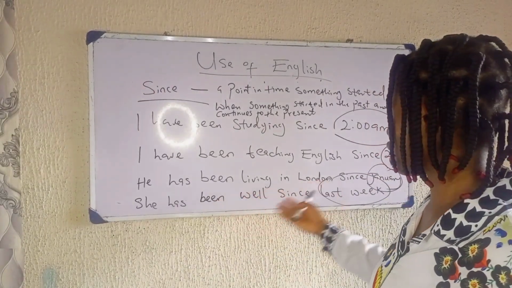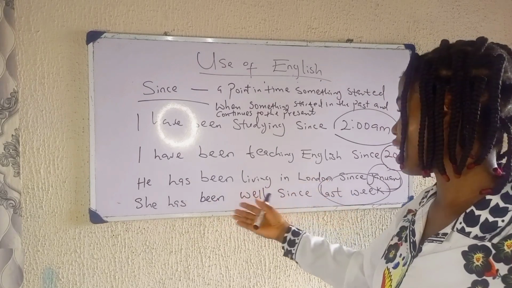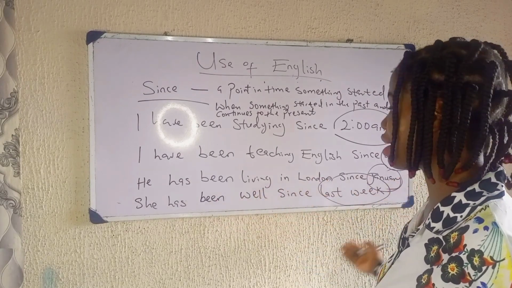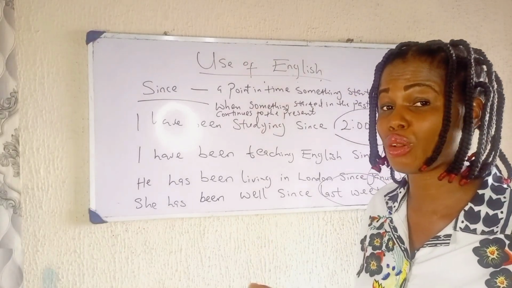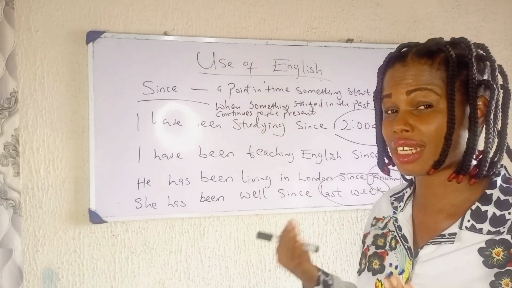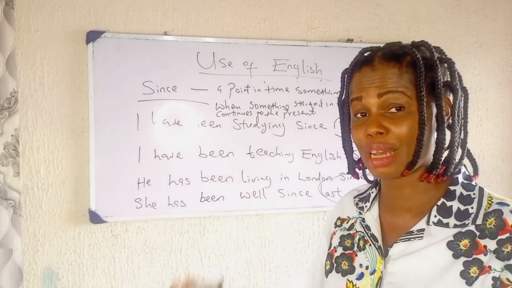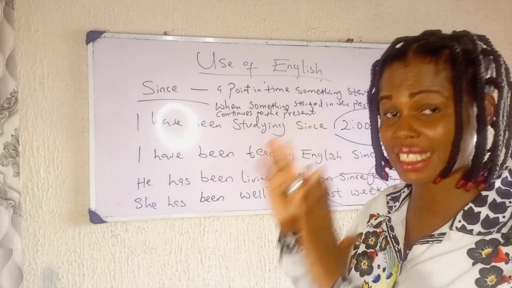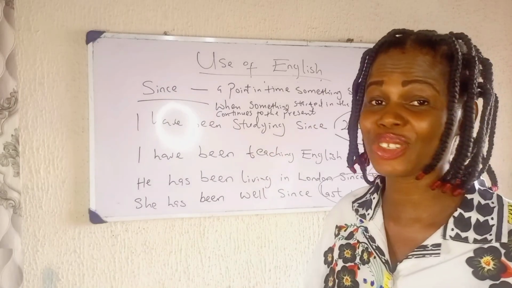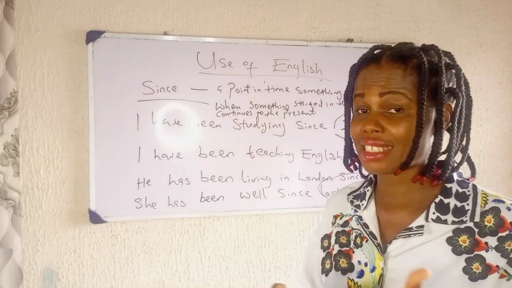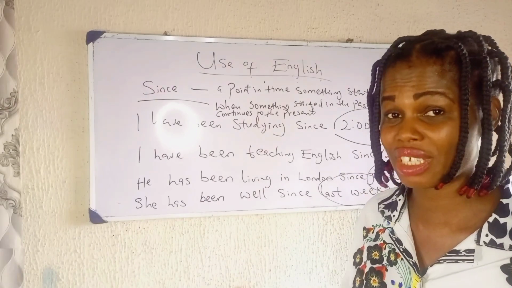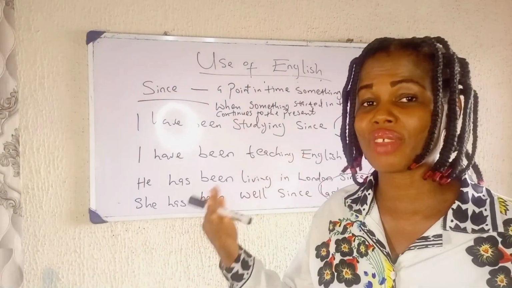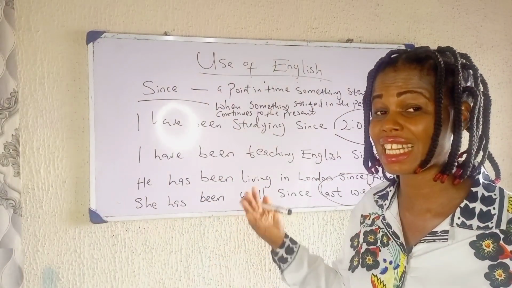He has been living in London since January. When did he start living in London? January. At this point, he's still living in London. So it's continuous. It tells you when something that is happening at the present actually started, when a current situation started. So that's how to use since in a sentence.